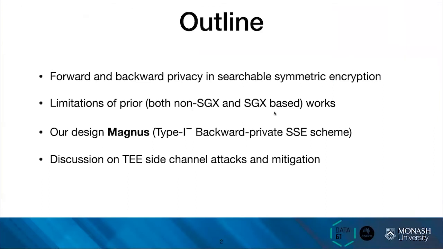So first, we present the high-level security notions of forward and backward privacy in symmetric encryption, and then some limitations of prior work, including both non-SGX and SGX supported. Then we'll highlight the results of our Magnus scheme, which is a Type 1 minus backward private scheme. Then finally, I will give some discussion about side channel attacks on trusted execution environments.